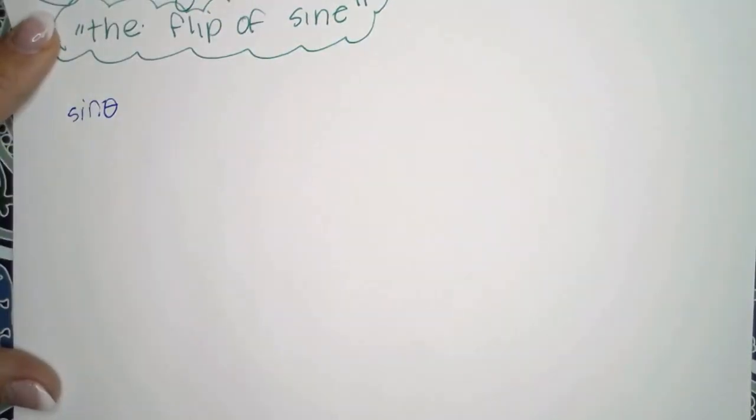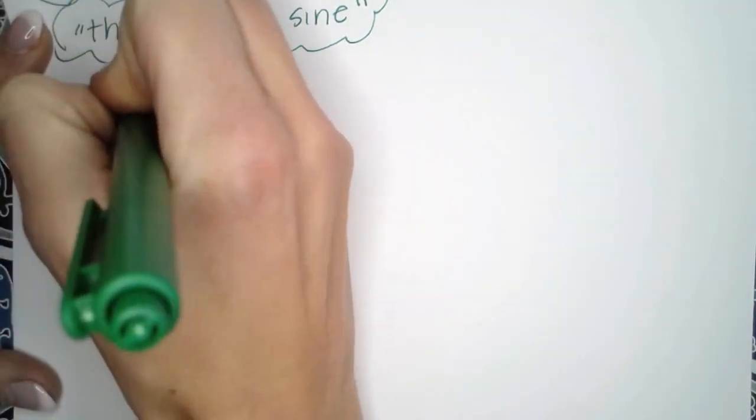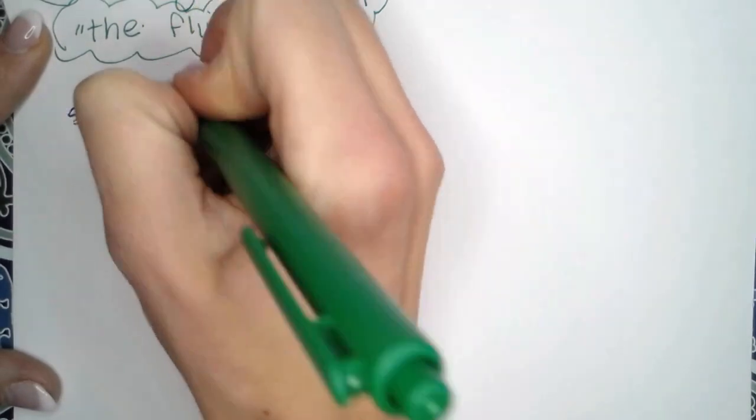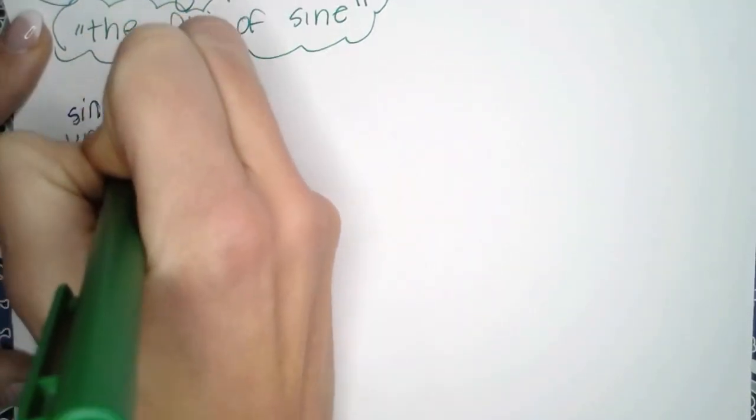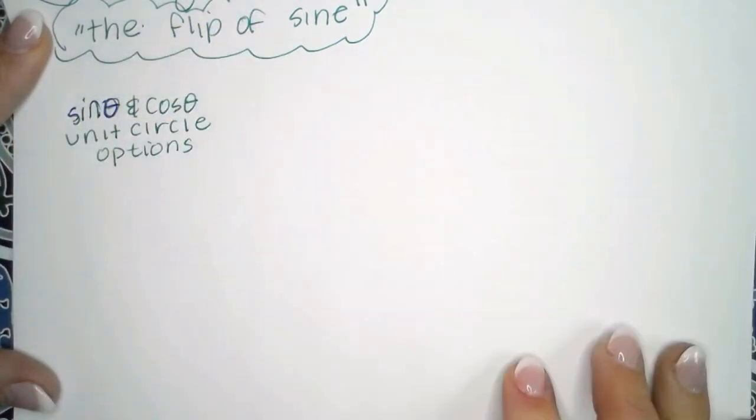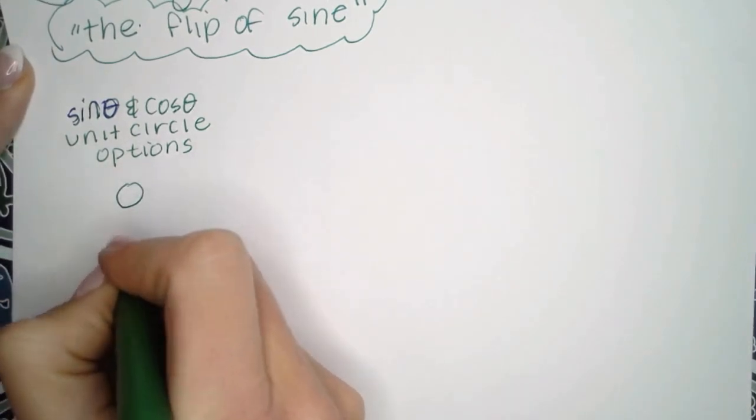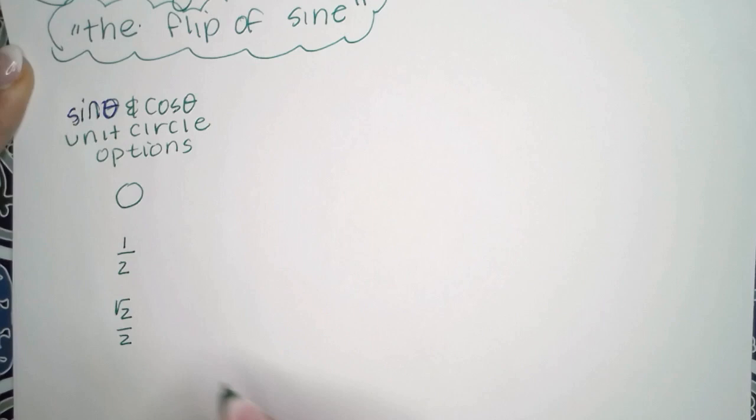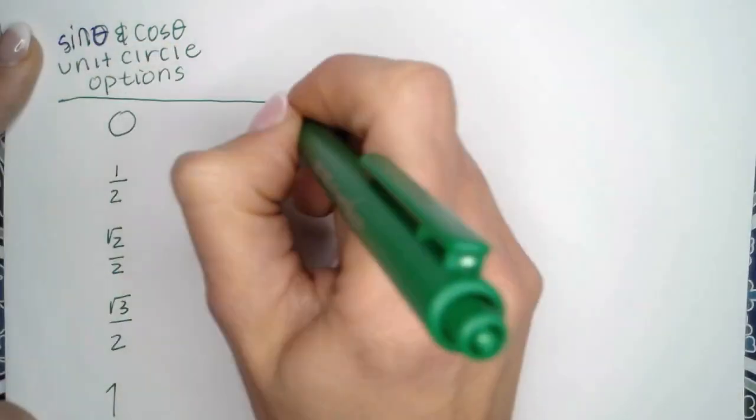Sine theta and cosine theta unit circle options. I'm going to disregard the positive and negative, okay? You'll figure that out on your own. The options are 0, 1/2, root 2 over 2, root 3 over 2, and the last one is 1. Okay, that's the first column.